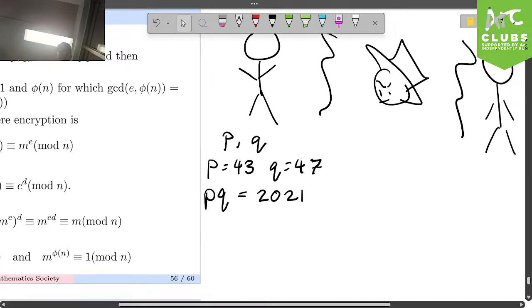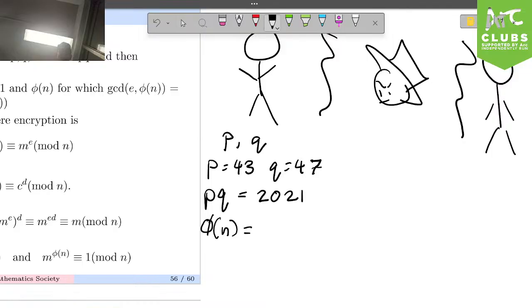Then what you do is you calculate phi of n. The reason that you calculate phi of n will be shown later, but for now, this is the algorithm. Phi of n is going to be 42 times 46, because phi of a prime number is that prime number minus 1. And that's going to turn out to be 1932.